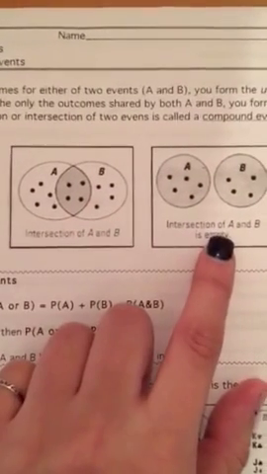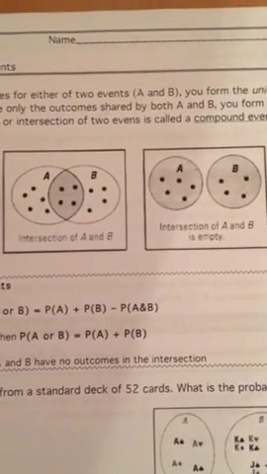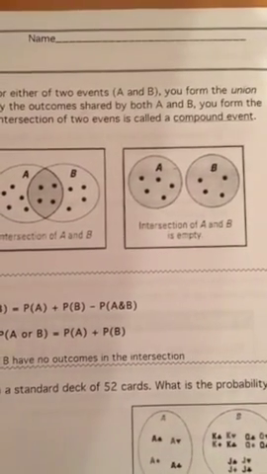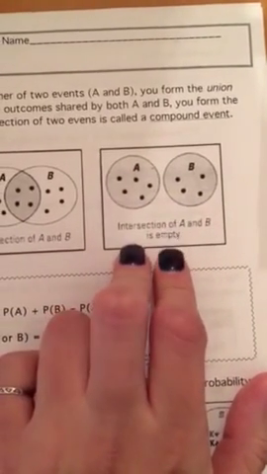Sometimes I don't have an intersection. If I go back to my example about kings and jacks, there are no kings that are also jacks. So the intersection of those 2 events would be empty. Now, this box right here is talking about the probability of compound events.